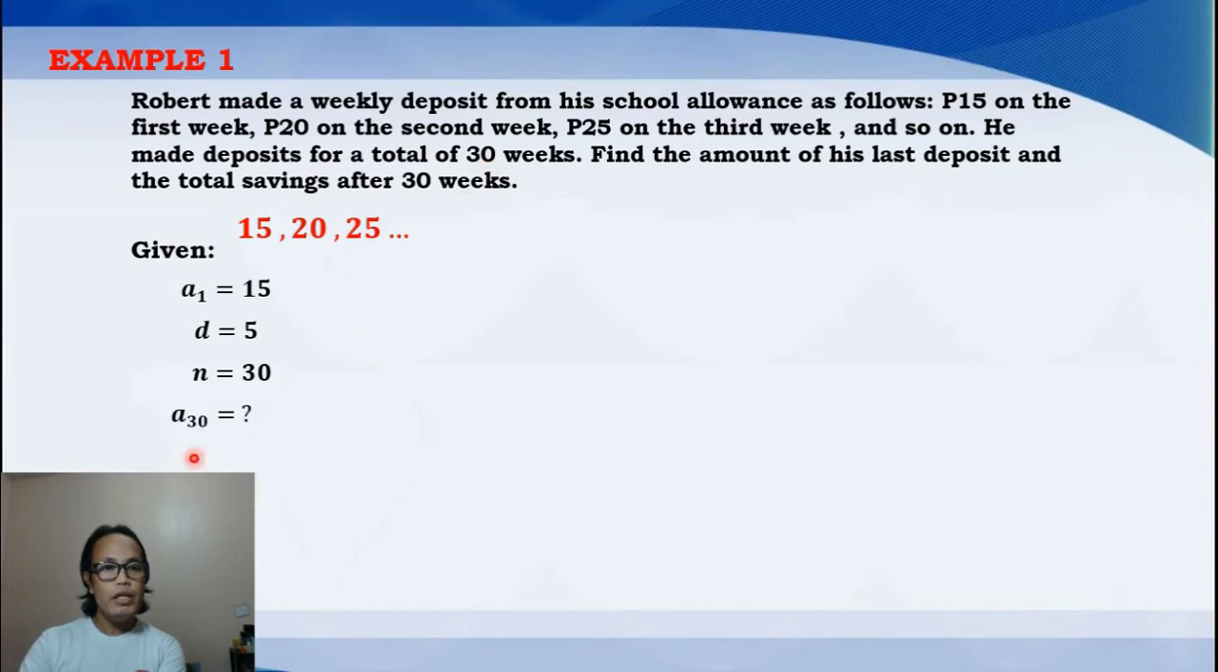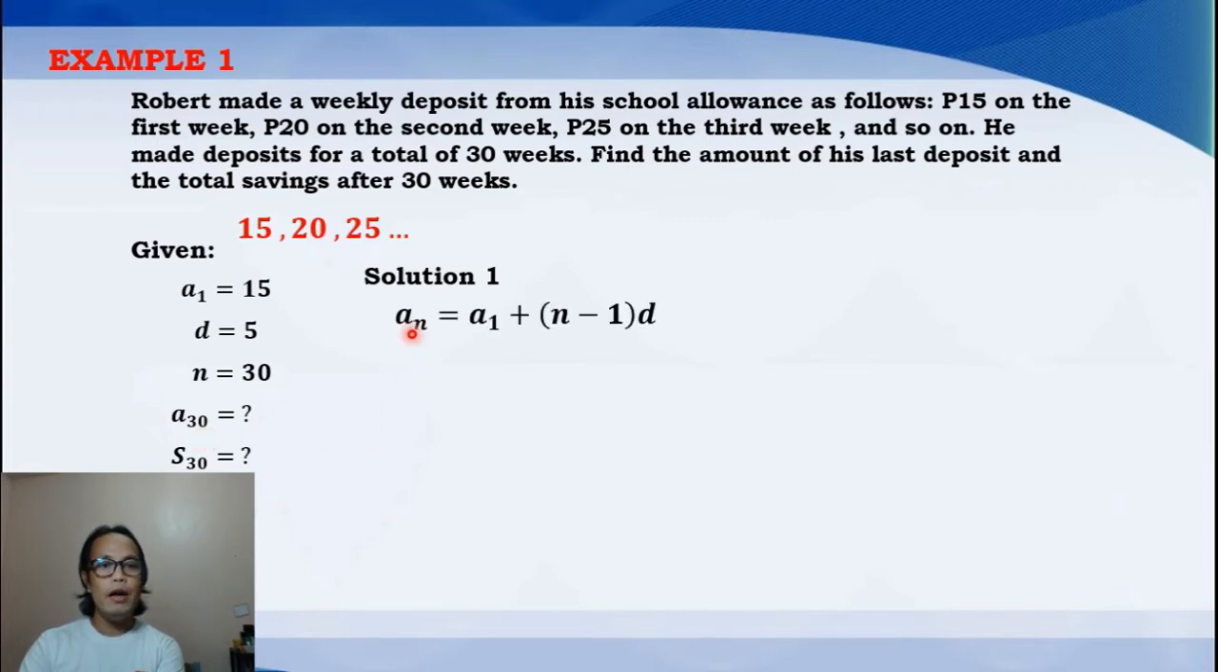Of course, our unknown is a sub 30, which is the amount of his last deposit on the 30th week, or the 30th term, and the sum of all his savings from the first week until the 30th week, that means S sub 30. So for the solution, we need to solve first for a sub 30, which is the 30th term, or the amount he deposited in the 30th week.